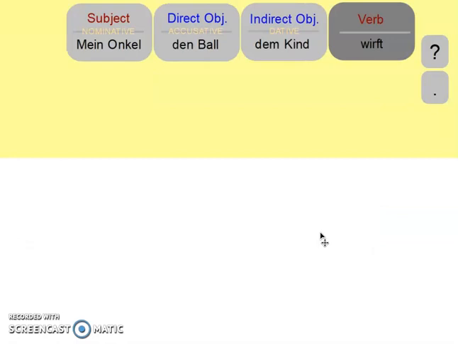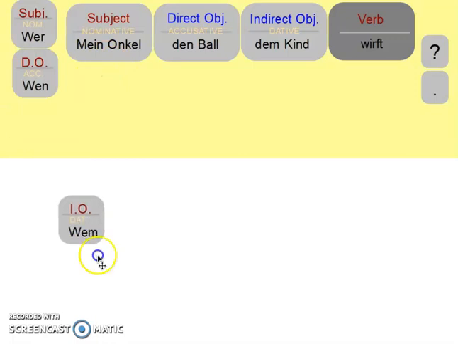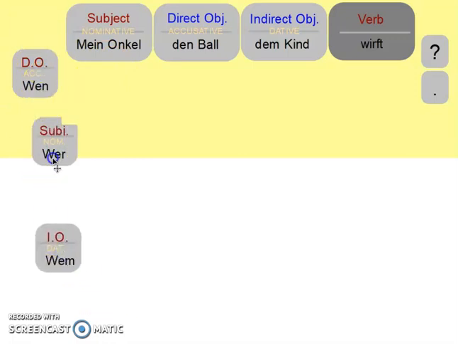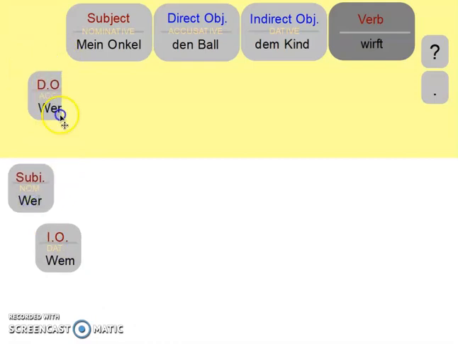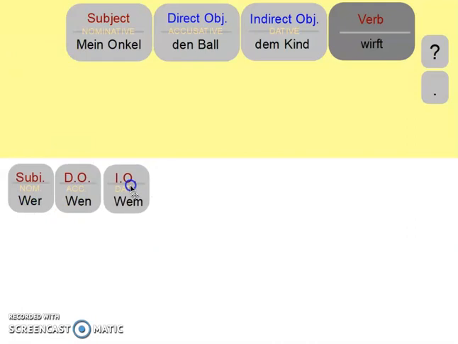There's one more thing I wanted to review with you before we get back to identifying our subjects, direct objects, and indirect objects in sentences in German and figuring out their endings, and that is the use of a new question word. So we have wem is our dative question word that means whom. We already know wer, which means who, and we know wen, which means whom, and wem means whom in the dative case, so it's like to or for whom.